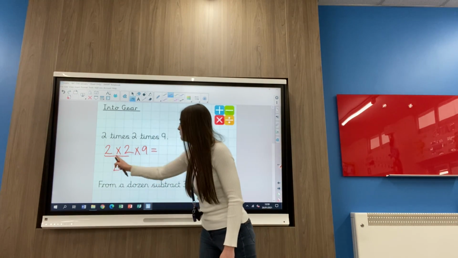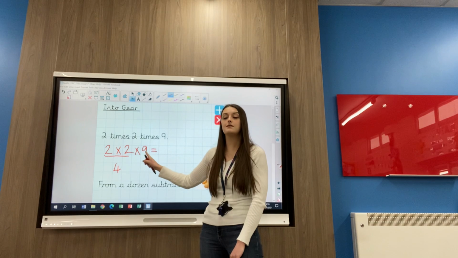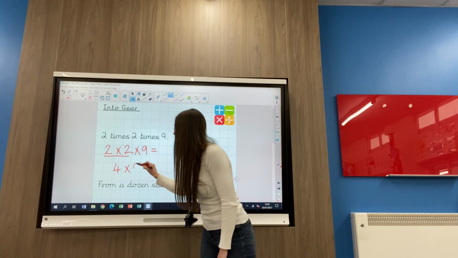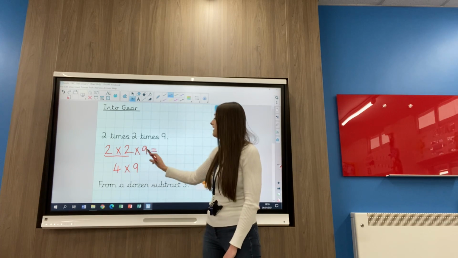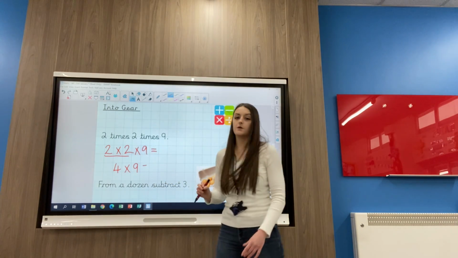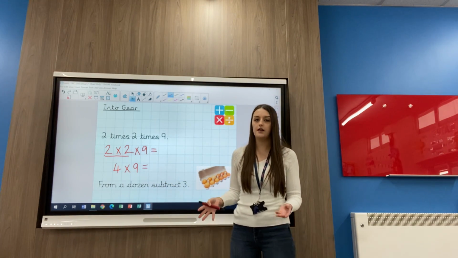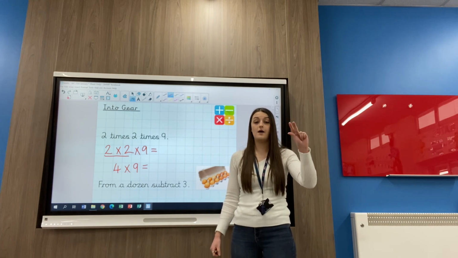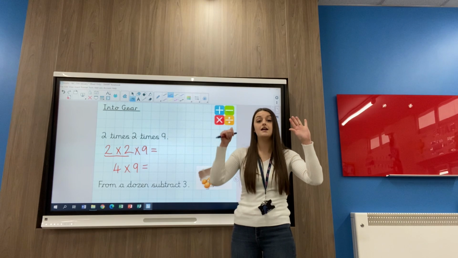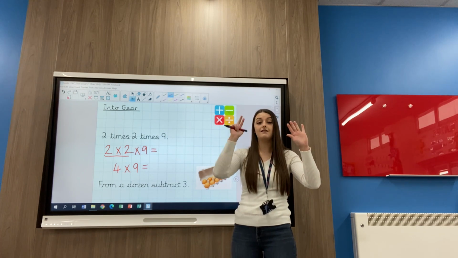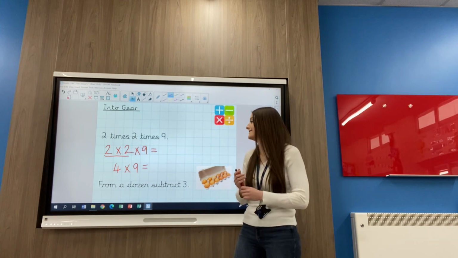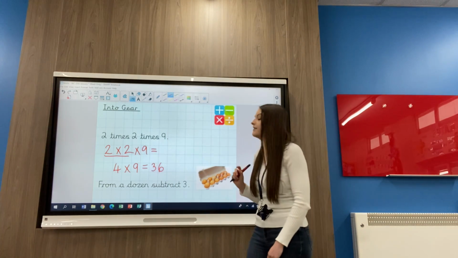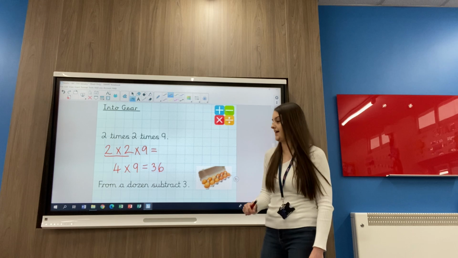And then, when we've got our answer, we can multiply the last part of that question to our answer. So 4 times 9, okay? So we're going to count in our 4 times table. Are you ready to count with me? Ready? 4, 8, 12, 16, 20, 24, 28, 32, 36. Okay. Have a go at that question on your Intergear section.